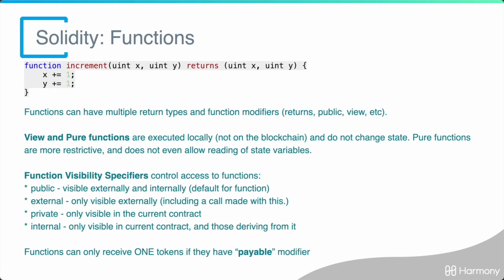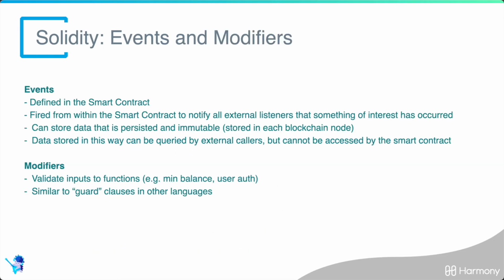Function visibility specifiers allow you to control who can have access to that function. So there's public, external, private, and internal. I'll go into this in a bit of detail with some examples. Functions can only receive ether if they have the payable modifier. So if your smart contract wants to be able to receive ether, you need to define a function that is payable. Solidity also supports events and modifiers.